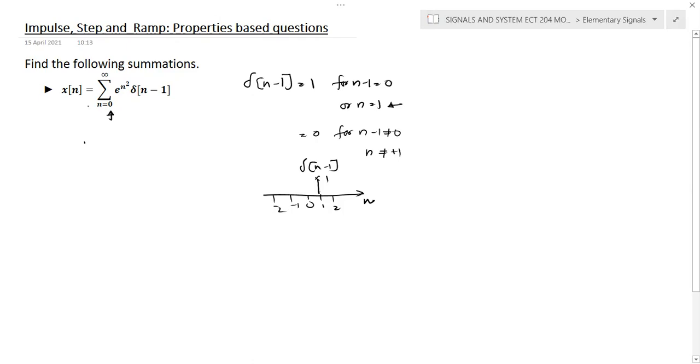And if you observe, the summation is starting from n is equal to 0 to infinity. Okay, 0 to infinity, and this del of n minus 1 exists at n is equal to 1. So we can evaluate the summation only at n is equal to 1. So if you substitute n is equal to 1, it becomes t.